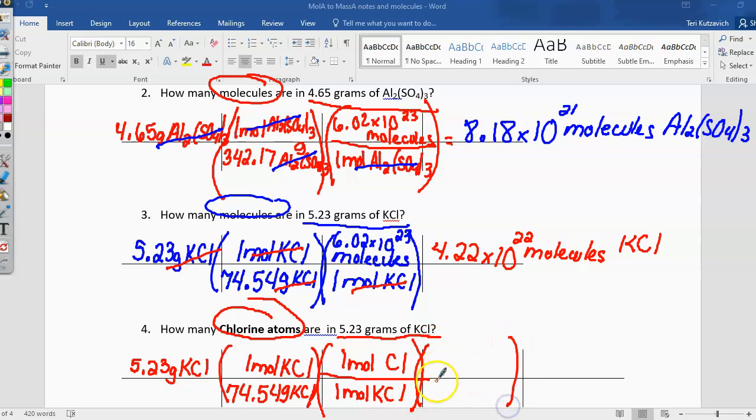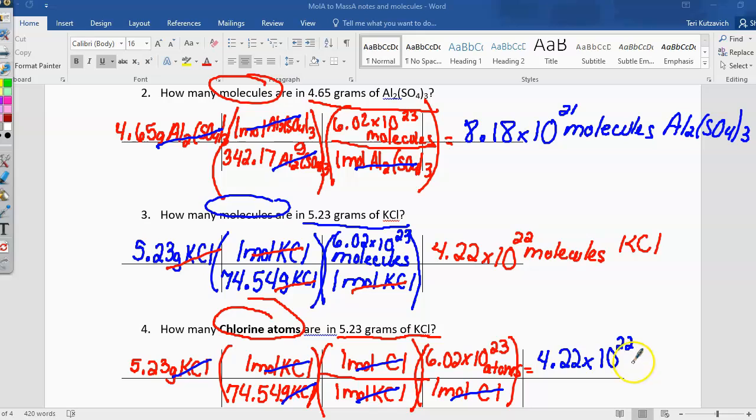And then my next step, I know that there's 1 mole of Cl, and there's 6.02 times 10 to the 23 atoms in 1 mole of Cl. This is a little bit different. So you had to do this first step to cancel out your grams. You had to do this next step to cancel out your moles of KCl. And then this last step was changing your moles to chlorine atoms. Your answer, ironically, is 4.22 times 10 to the 22nd chlorine atoms. It's the same as the previous problem.